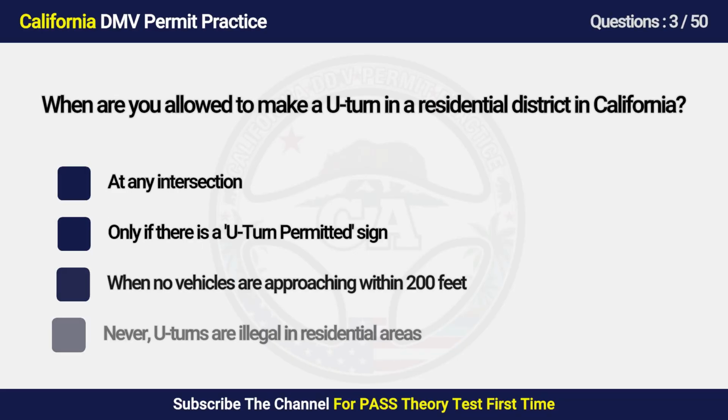Question 3. When are you allowed to make a U-turn in a residential district in California? A. At any intersection. B. Only if there is a permitted sign. C. When no vehicles are approaching within 200 feet. D. Never. U-turns are illegal in residential areas.